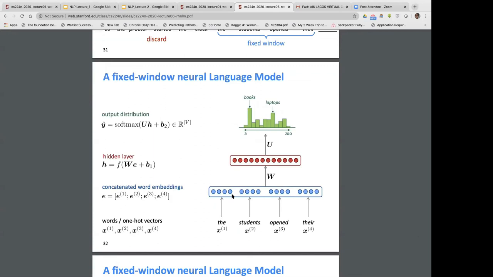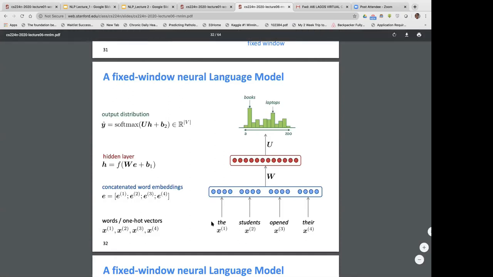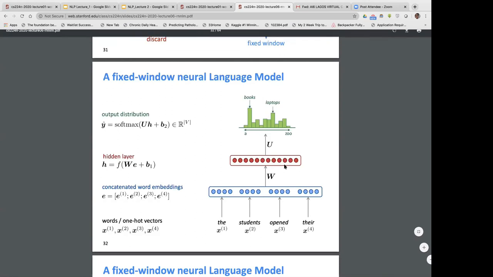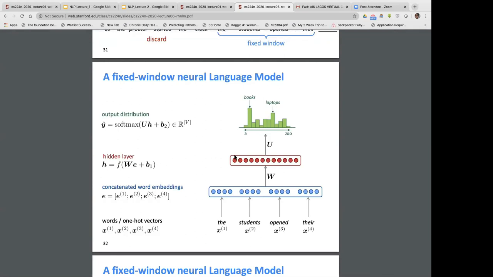And as your model learns, it learns to associate the right word vector to each word. So you get the word embeddings of "the students opened their". Here we assume the word embeddings are 100-dimensional vectors. Then you concatenate these embeddings, or you find the mean of the embeddings, and pass it into a hidden layer, basically transforming it with a linear function: apply a weight to your embedding and add a bias.